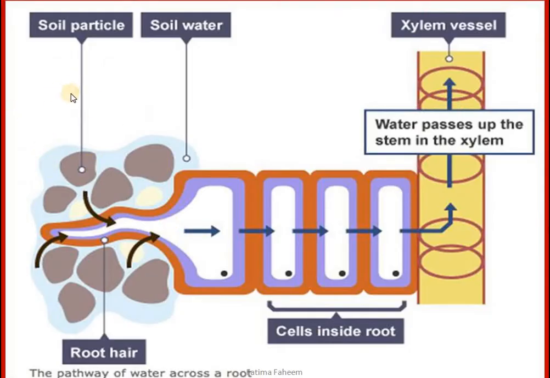Okay, if you see here, soil particles and the water molecules which are surrounding the soil particles, obviously water would be more in soil compared to plant. Always remember that water moves from higher water potential to lower water potential, or you can say from the area of higher water potential to the area of lower water potential. This is called osmosis. Let me complete the definition of osmosis for you. Osmosis is the movement of water molecules from higher water potential to lower water potential through a partially permeable membrane.